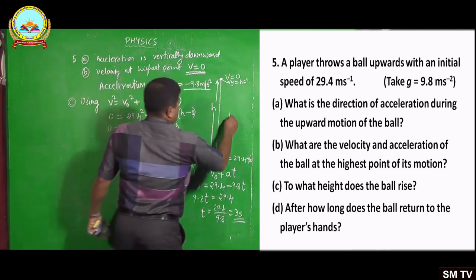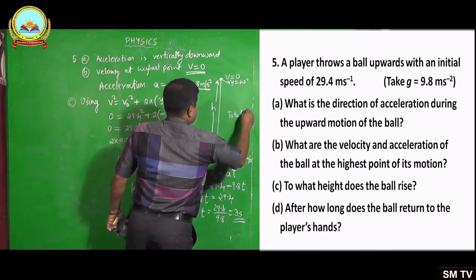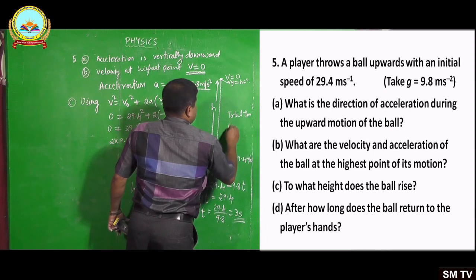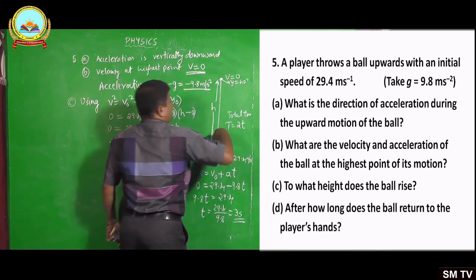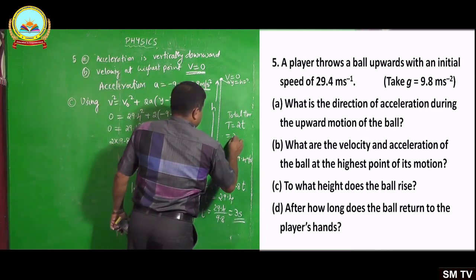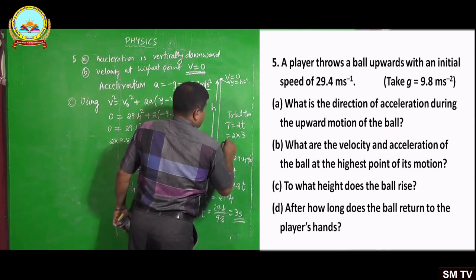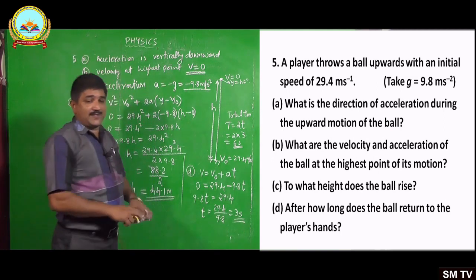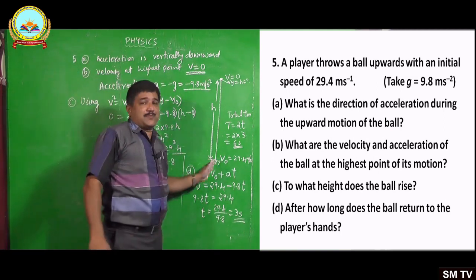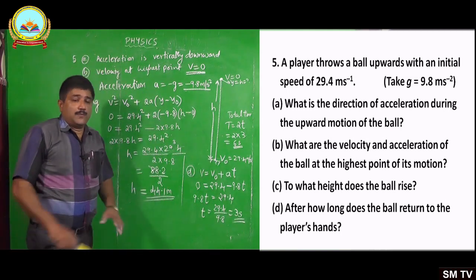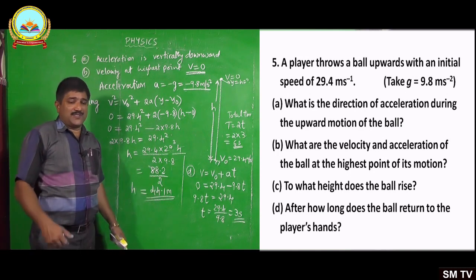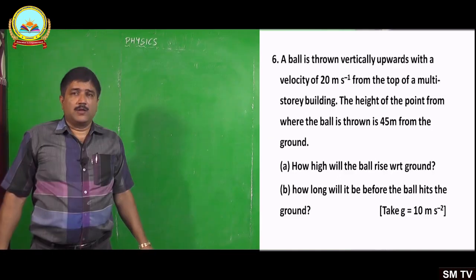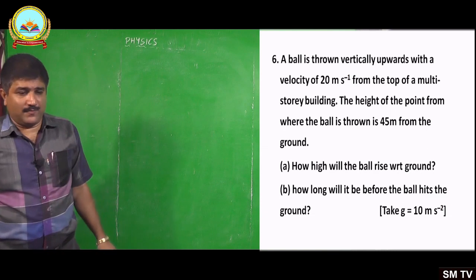So therefore total time t equals 2t, time of ascent plus time of descent, that is 2 into 3, that is 6 seconds. So that means the ball takes 6 seconds to reach back to the player's hand. So this is all about this problem. Now I will move to the next problem, number 6.